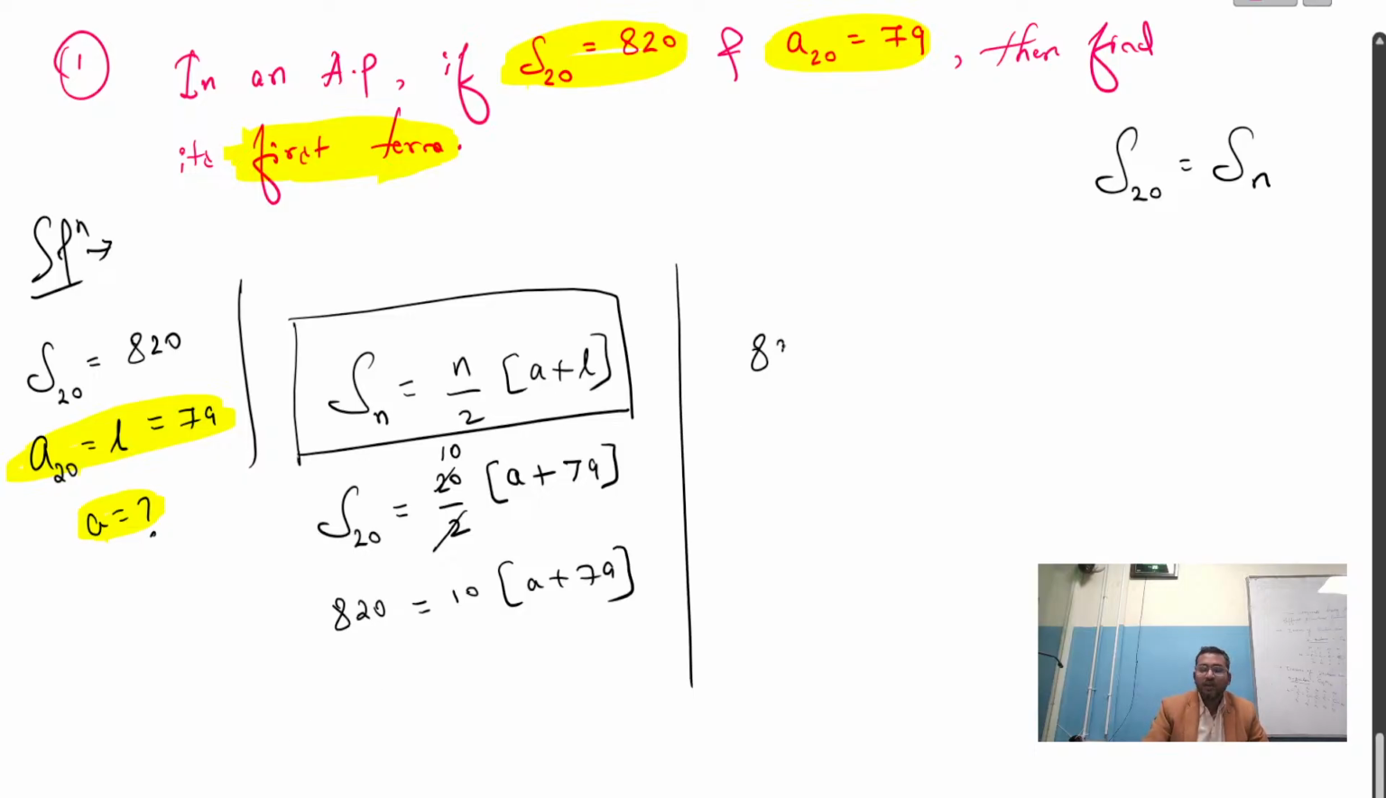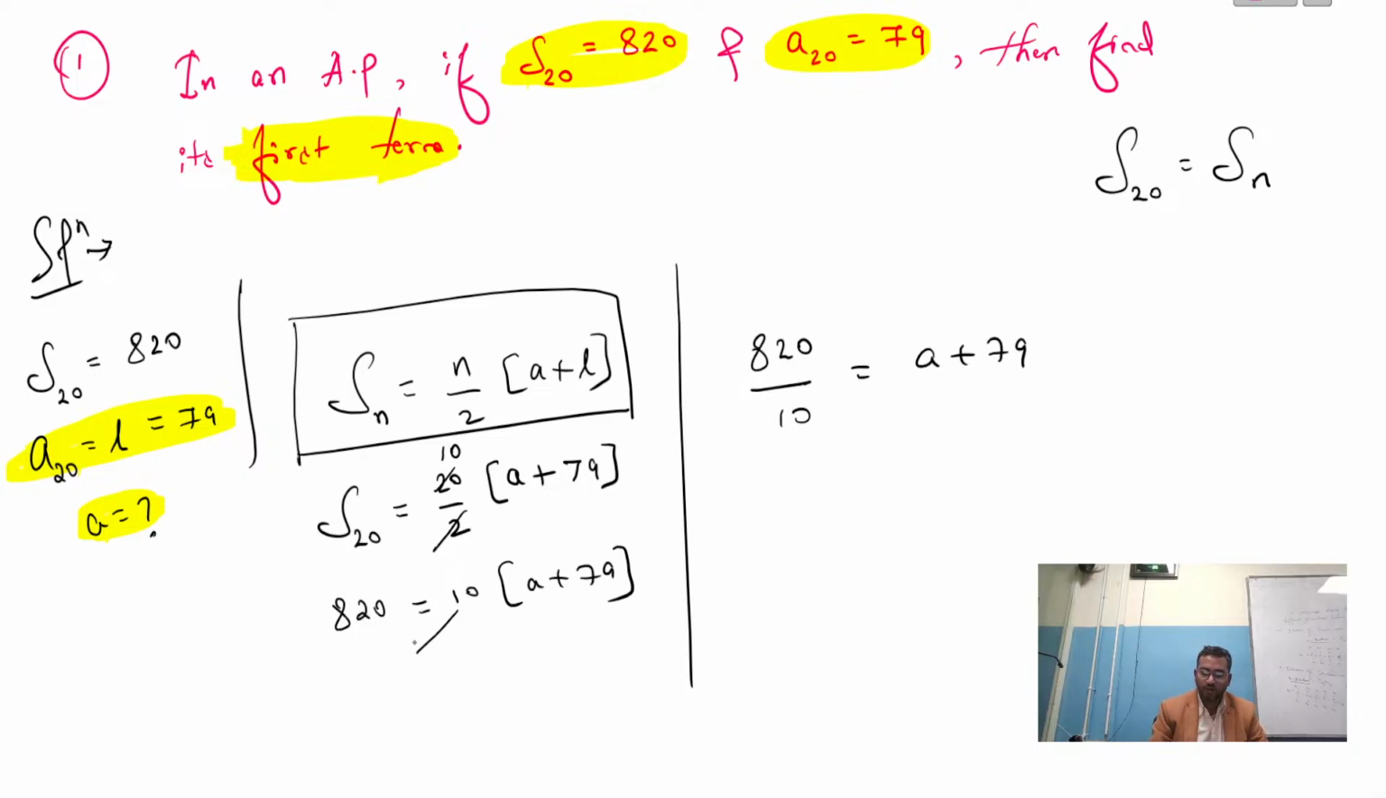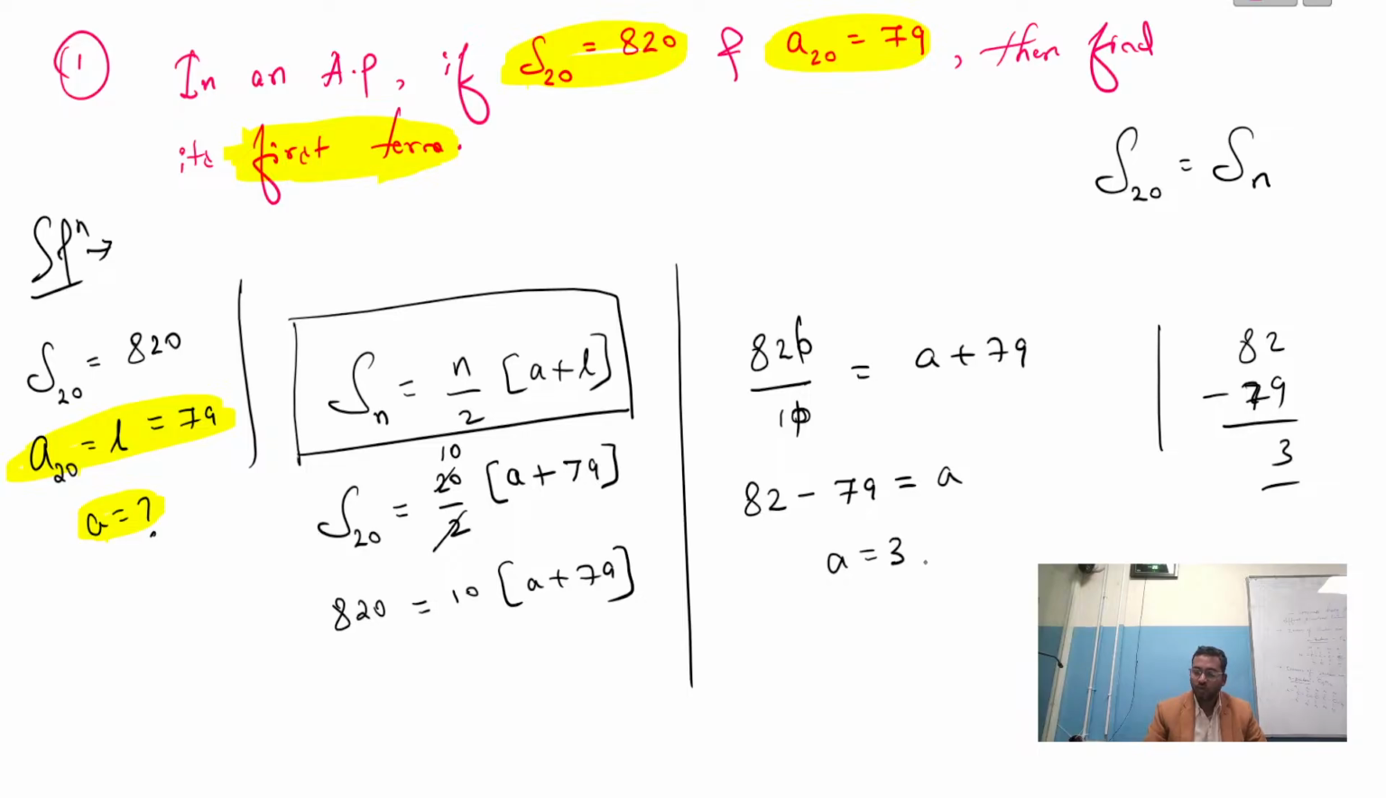Now let me simplify. 820 divided by 10 is equal to a plus 79. We cross multiply the 10 down, so it becomes divided by 10. The zeros get cancelled, then 82 minus 79 is equal to a, because 79 comes to the other side and becomes minus 79. So a is equal to 82 minus 79. 12 minus 9 is 3, isn't it? Then 7 minus 7 is 0. So the value of the first term is 3.